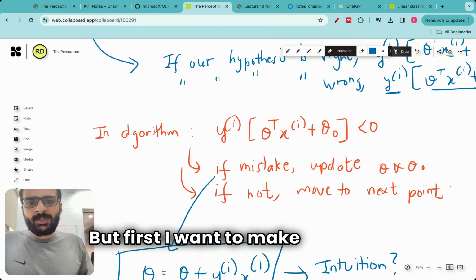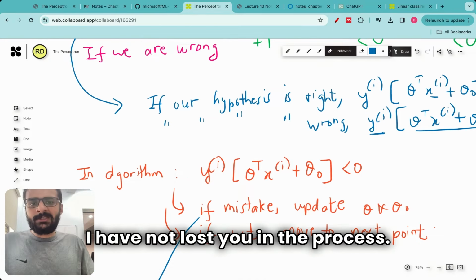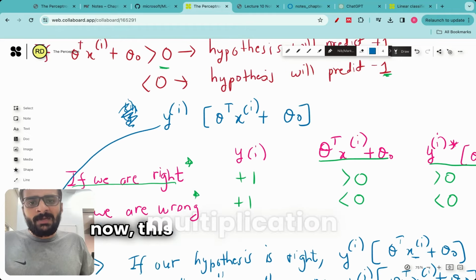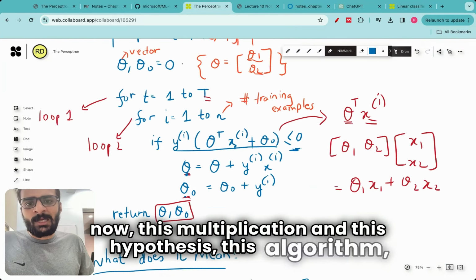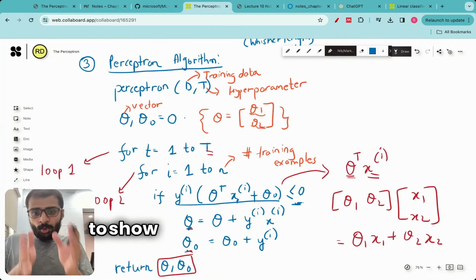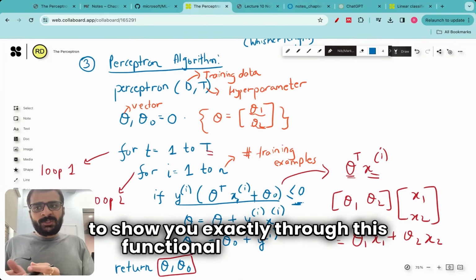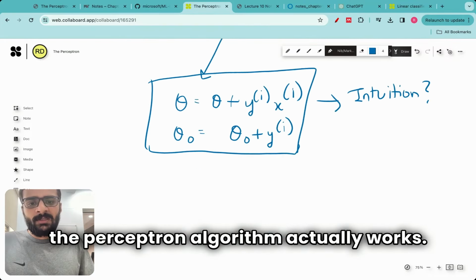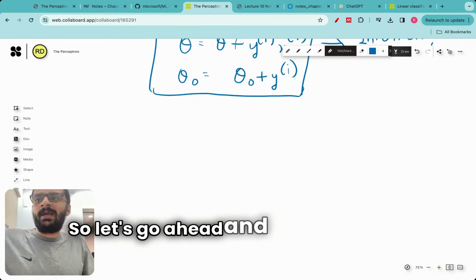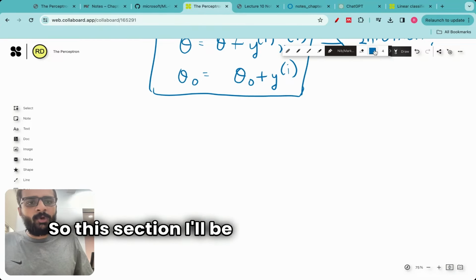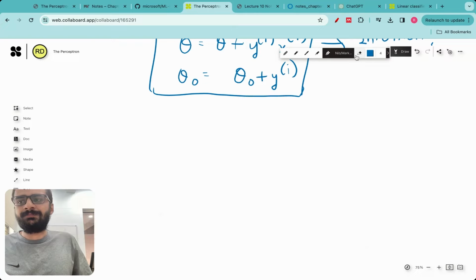But first, I want to make sure that I have not lost you in the process. So, whatever I have just mentioned up till now, this multiplication and this hypothesis, this algorithm, I actually want to take a functional example and show you exactly through this example how the perceptron algorithm actually works. So, let's go ahead and start looking at that example. This section I'll be calling perceptron in action.